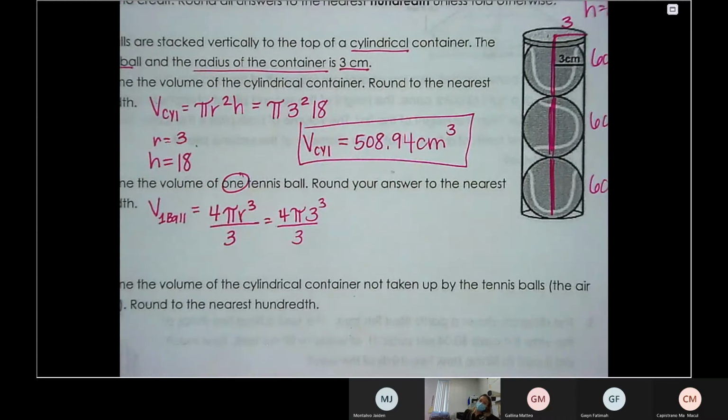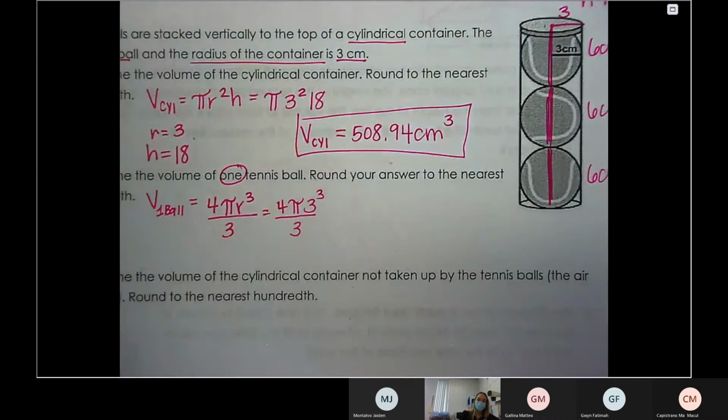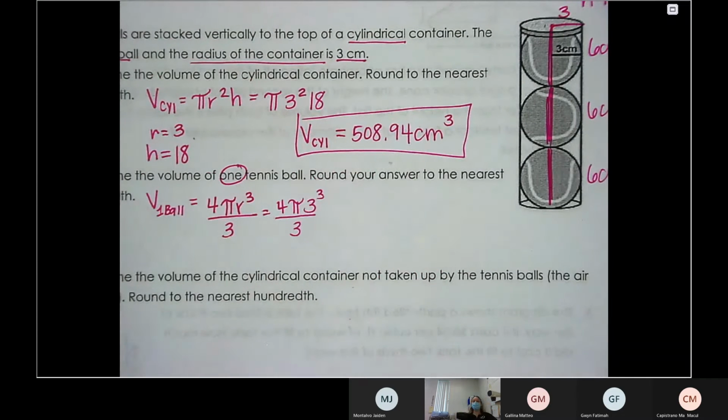Well, that would just be 3 cubed. But you still got to do this whole thing. Yeah, I'm telling you the whole volume.